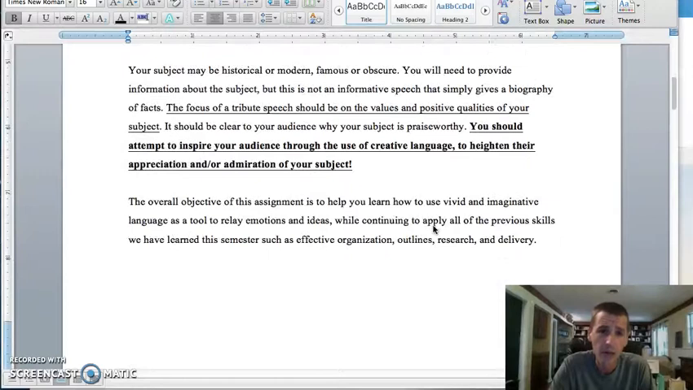Something to think about here, this is not an informative speech. So the speech should not be simply, say, a biography of a person or a list of details about an organization. You might want to set up the speech with some basic information about your subject and kind of lay the groundwork of who this person or thing is. But the focus of the speech is on the values and the positive qualities of your subject. And we're talking about using creative and vivid language and emotion to pay tribute to your subject.